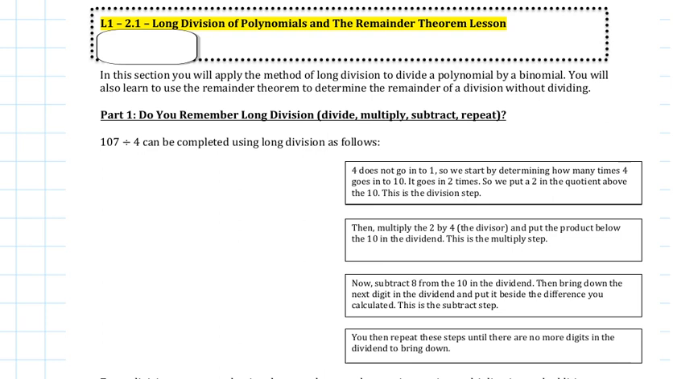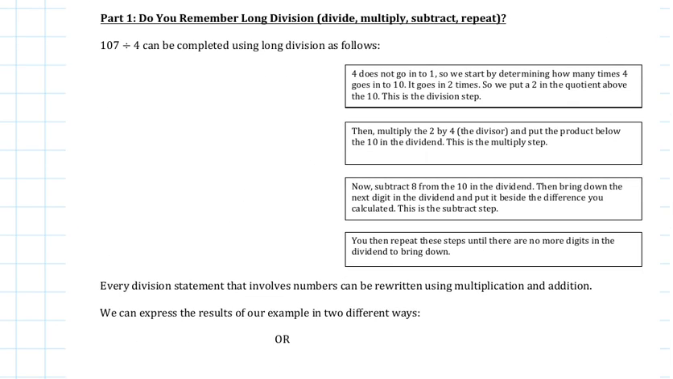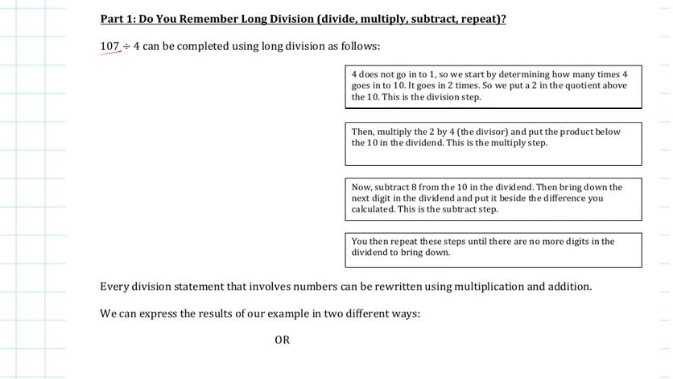So for now, we're going to try to remember how to do long division with numbers, and then we're going to explore how to do long division using a polynomial and a binomial. The first example is dividing 107 by 4. Just as a reminder, 107 is your dividend and 4 is your divisor. So you're going to set it up as 107 divided by 4.